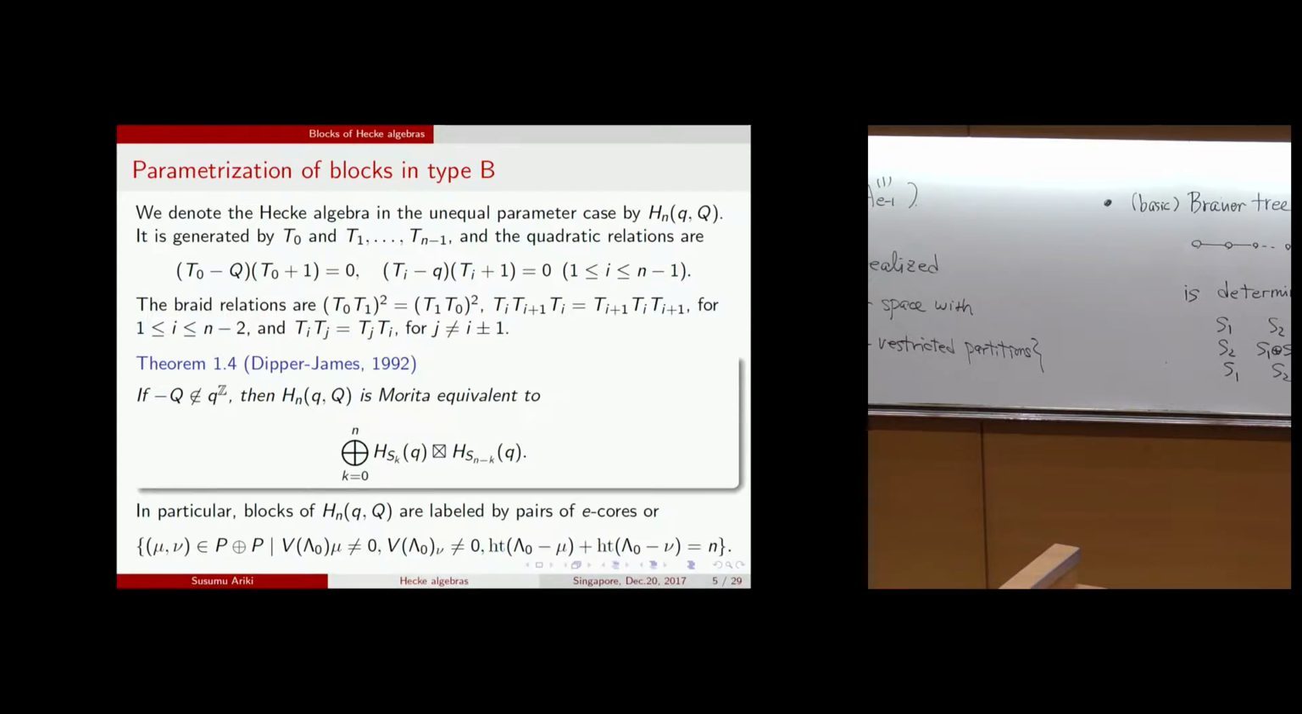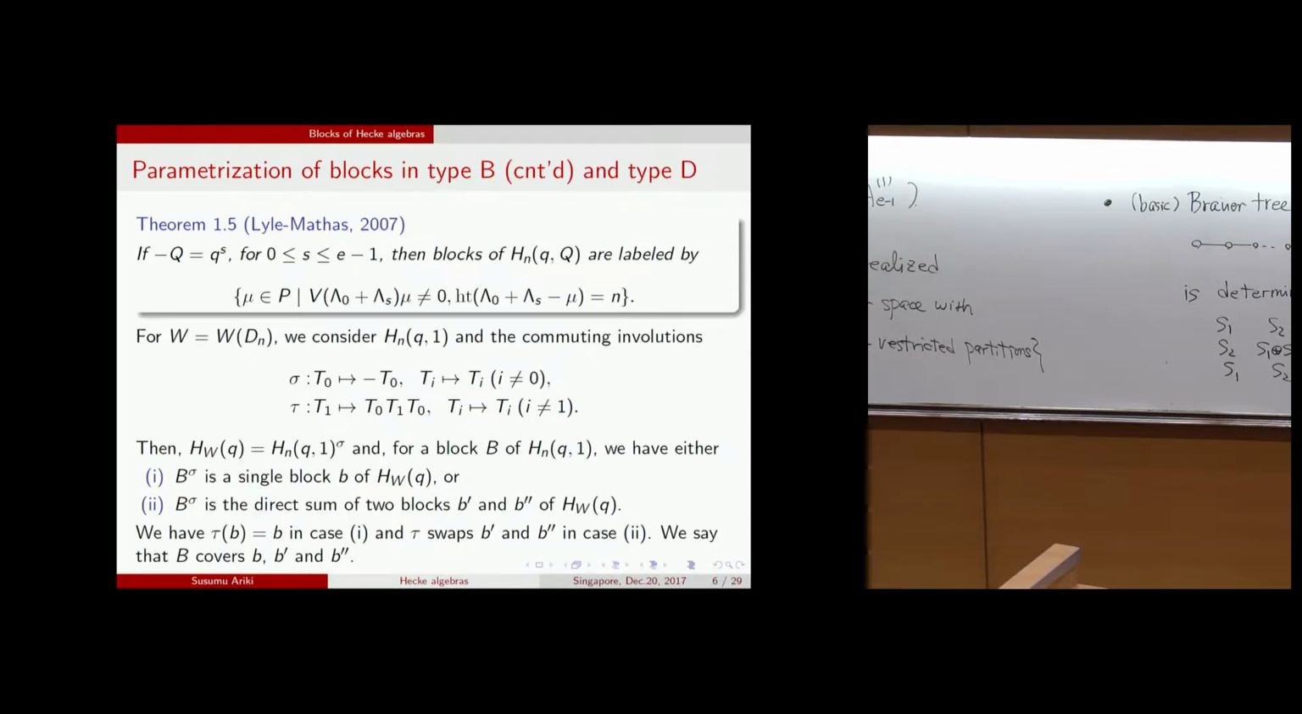So basically it says that blocks of H_{Q,q} when minus capital Q is not a power of q are labeled by pairs of blocks by the previous result, or we can say in terms of weights, mu and nu, such that mu appears as a weight of V lambda 0, and nu appears as a weight of V lambda 0, and the sum of heights is n. So this is the case for minus capital Q not a power of q.